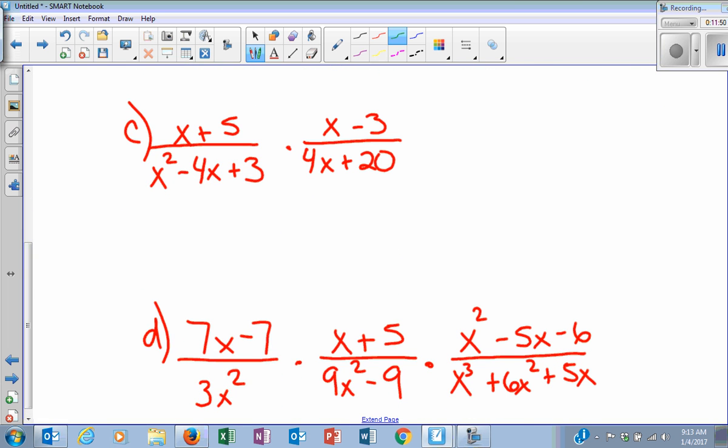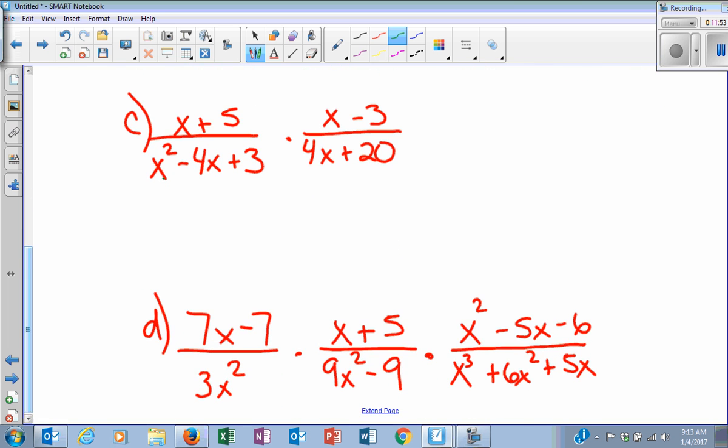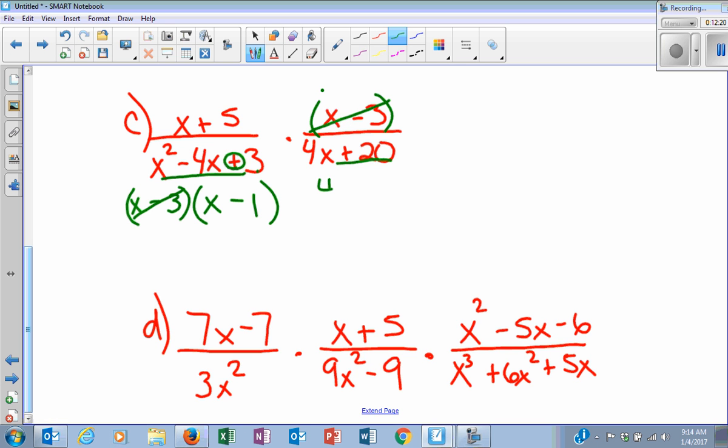Again, first thing I need to do is factor these guys. So this guy needs to be factored and this guy needs to be factored. That's factored, those tops are both factored. So I go, okay, how can I factor this? Same signs, both negative. x and x, and two numbers that multiply to 3 but add to 4: 3 and 1. And then I see that I have an x minus 3 and an x minus 3. Those can cancel. Factor this guy, pull out a 4, and I'm left with x plus 5.